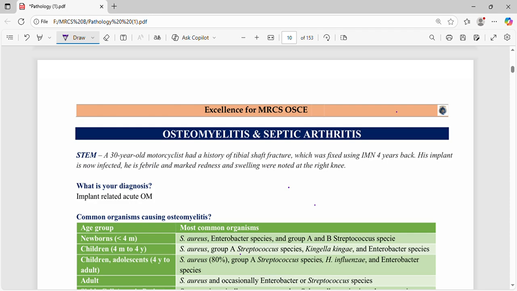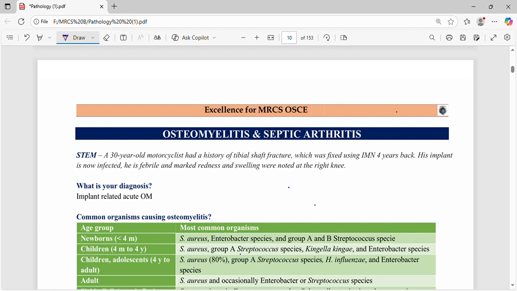Okay, so we are going to discuss the osteomyelitis and septic arthritis station from pathology. A 30-year-old motorcyclist had a history of tibial shaft fracture, which was fixed using an intramedullary nail 4 years back. His implant is now infected and he is febrile, and marked redness and swelling were noted at the right knee. So, what is your diagnosis?